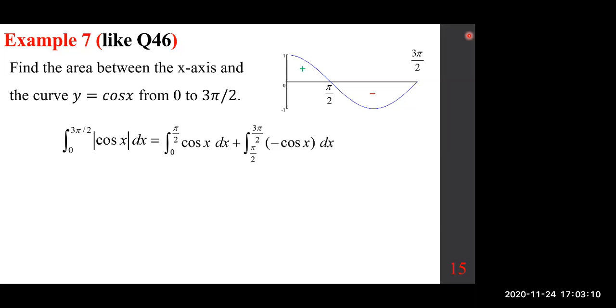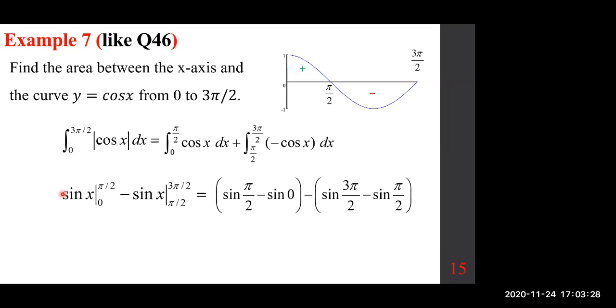You just integrate cosine, and it gives you sine. Remember, the derivative of cosine is negative sine, but the integration is positive sine. So this gives you sine. This negative remains negative sine. Now plug in pi over 2 and 0, 3 pi over 2 and pi over 2.